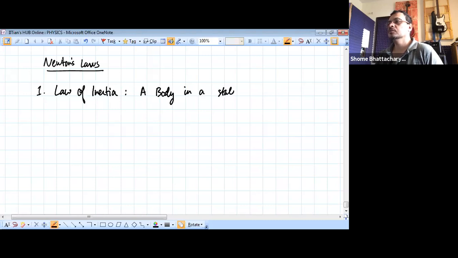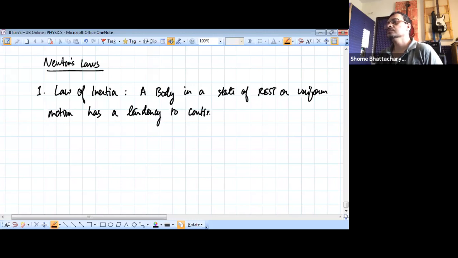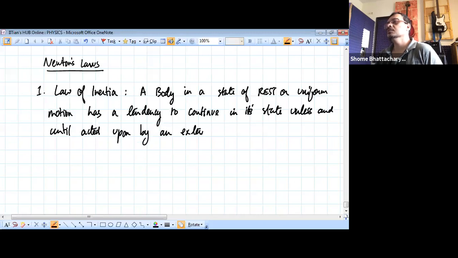So a body in a state of rest or uniform motion has a tendency to continue in its state unless and until acted upon by an external force. Okay.